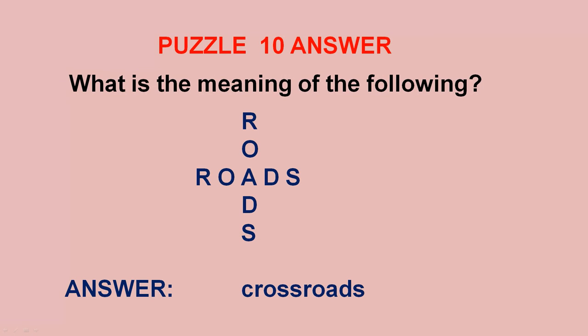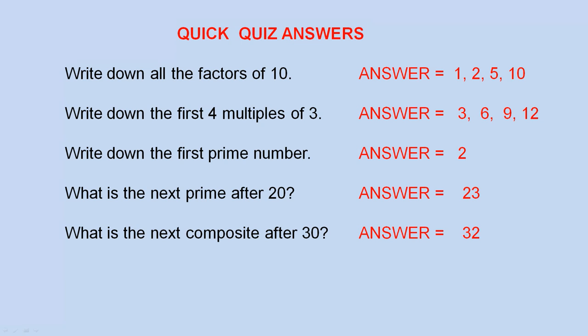Now here is the puzzle we saw at the beginning. What is the meaning of the following? And the answer: crossroads. I think you would have got that one out. And here are the answers to the quick quiz. And as always, please check through the video to clarify anything.